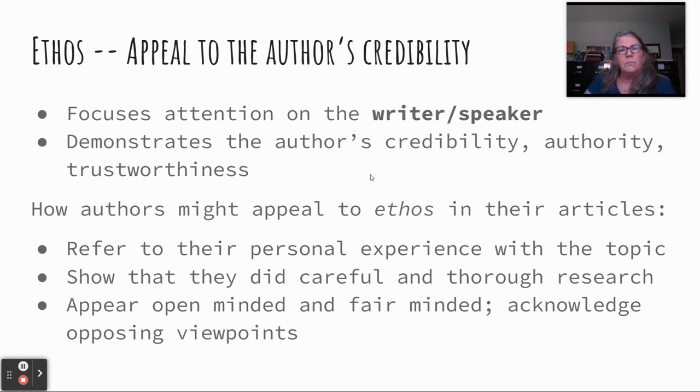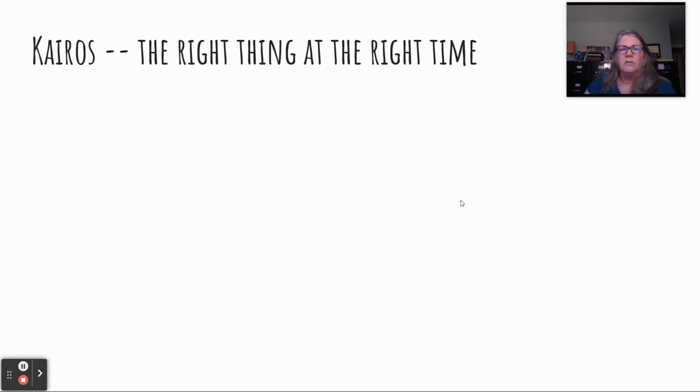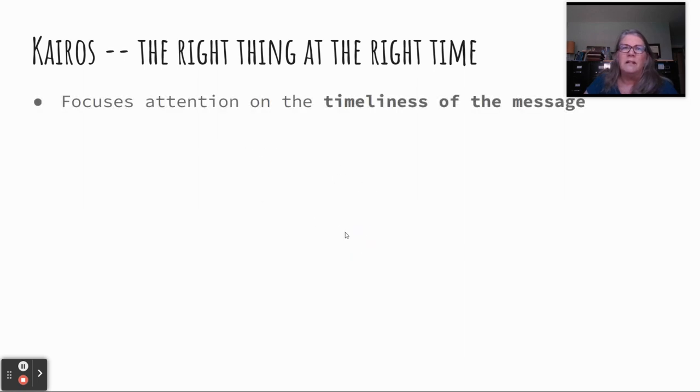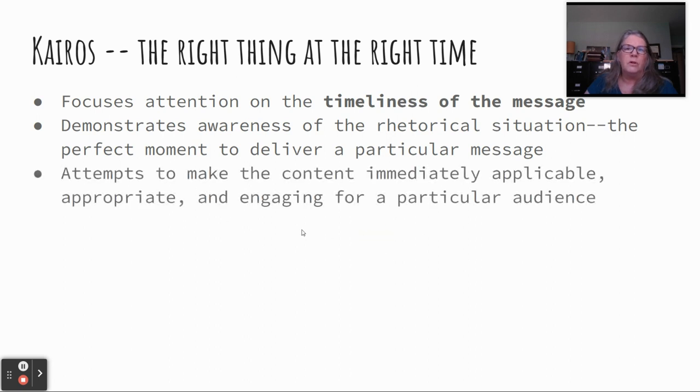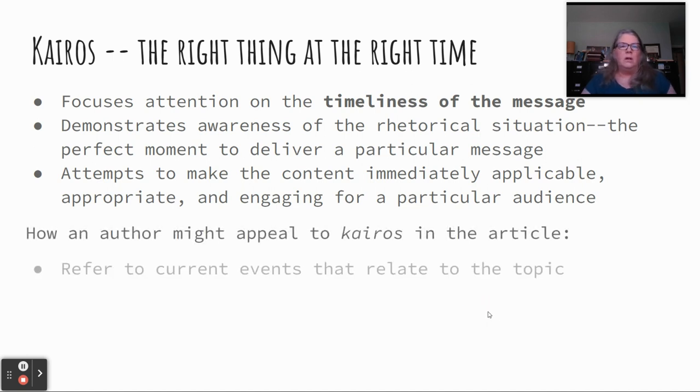All right. So this last one is the one that's new to pretty much all of my students, even those who are familiar with the rhetorical appeals. So this is an appeal to kairos. So kairos focuses on the timeliness of the message. So it's like the why here, why now, why should we be discussing this? The perfect moment to deliver a particular message. So you're going to hear language that refers to why we need to address this immediately. All right. So it might refer to current events.